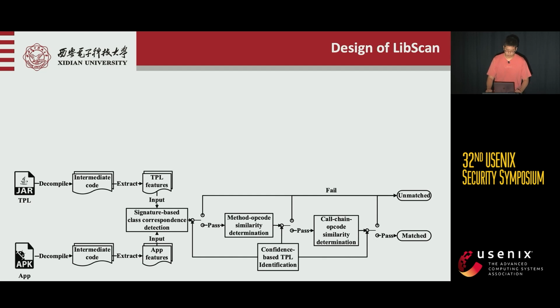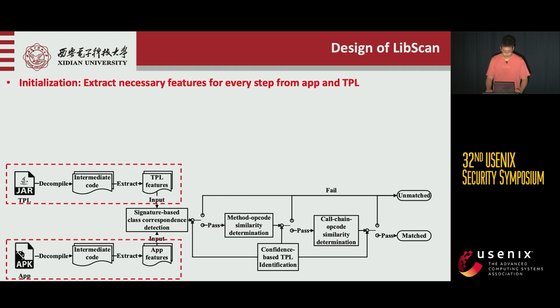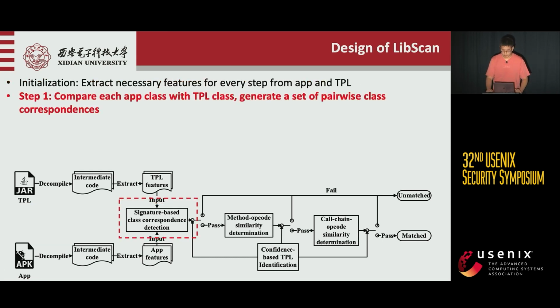This is the workflow. We aim to decide if an app and a TPL are matched or unmatched, so we can determine whether the TPL is in the app. Before we start the similarity decision, an initialization extracts necessary information for every step from both the app and the TPL, including a set of code features and the method-opcodes of each app and TPL class. Then we go into a 3-step procedure to decide the similarity between the app and TPL.